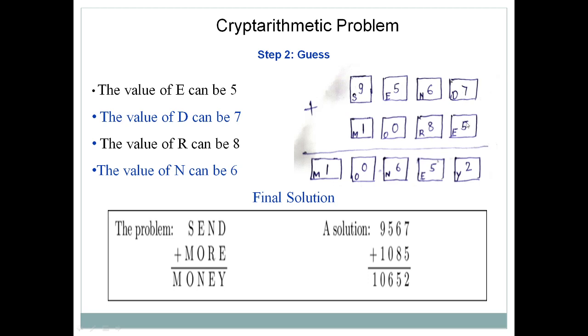So 7 plus 5 equals 12. It carries 1. Okay, it carries 1. So 8 plus 6 is 14, plus carry 1 is 15. So that means the value of E equals 5. Okay, now here also we have placed the value of E as 5. So 5 plus 1 equals 6. So in this way we have solved this particular problem.